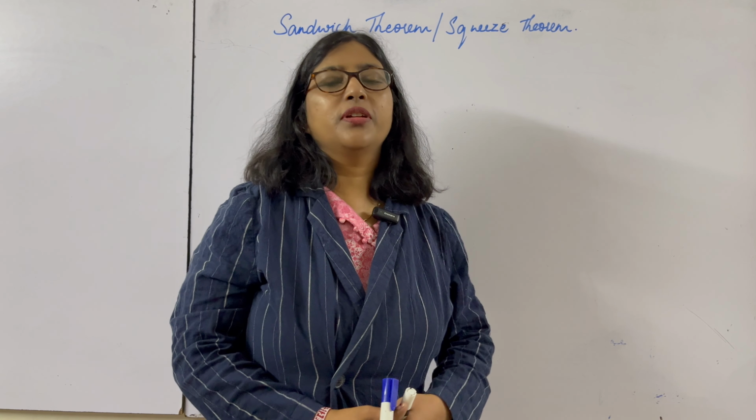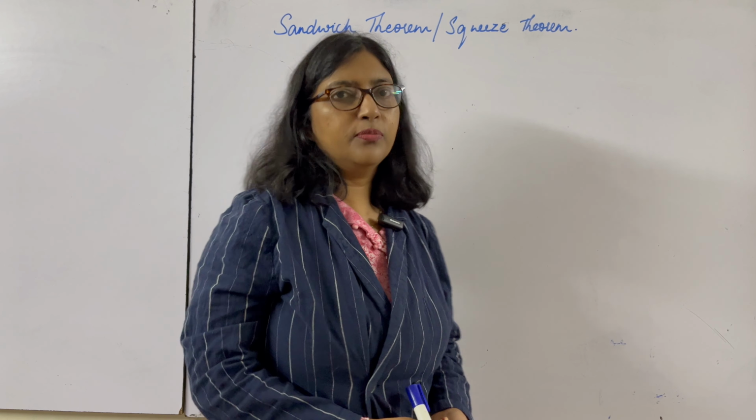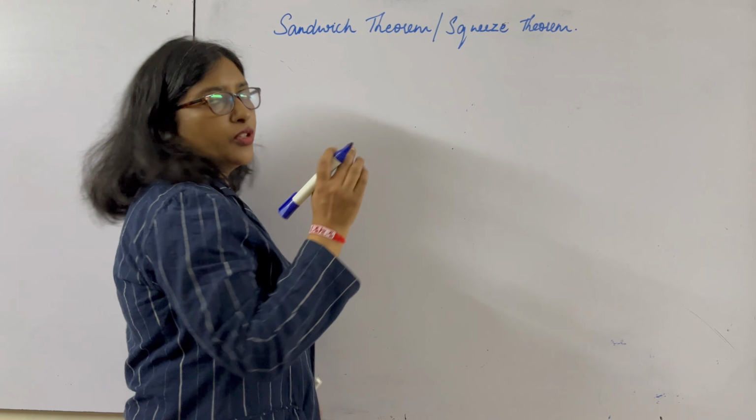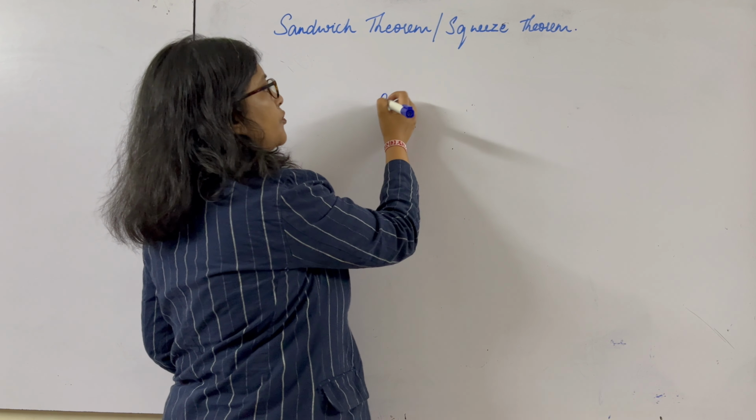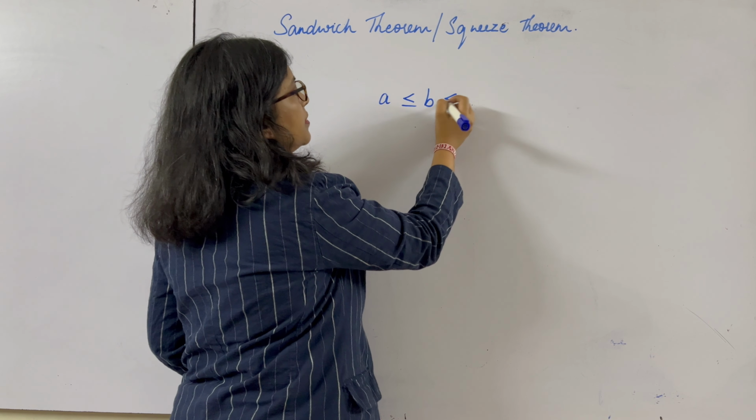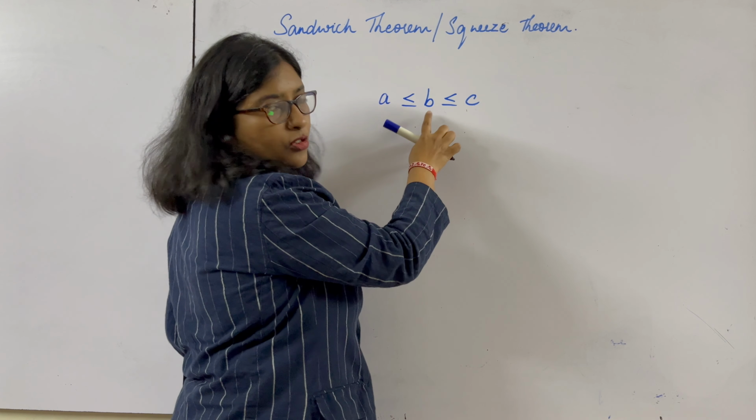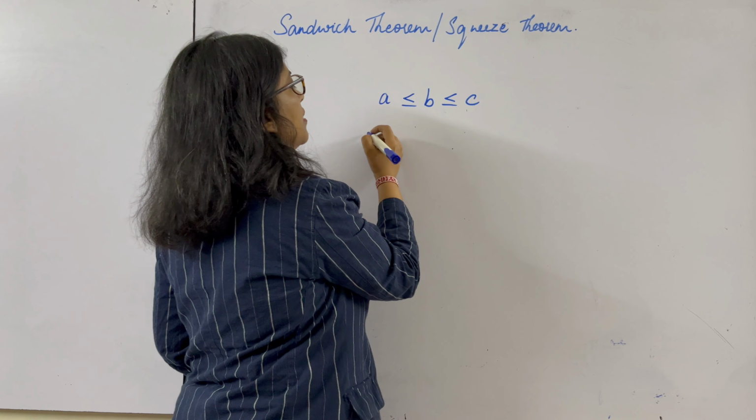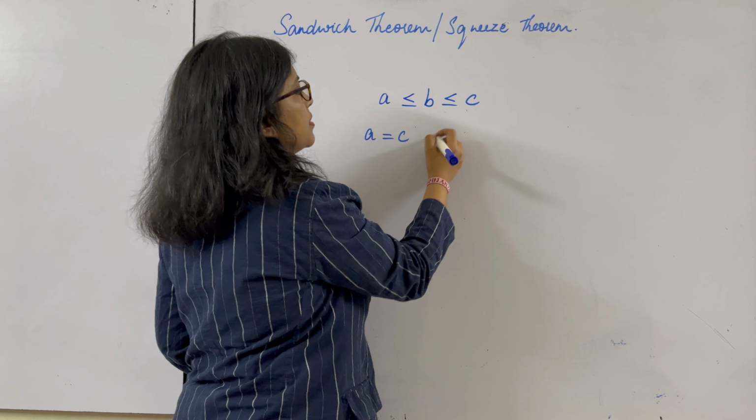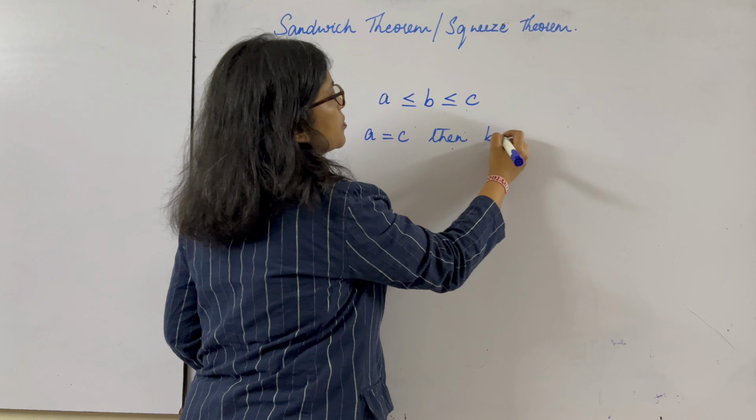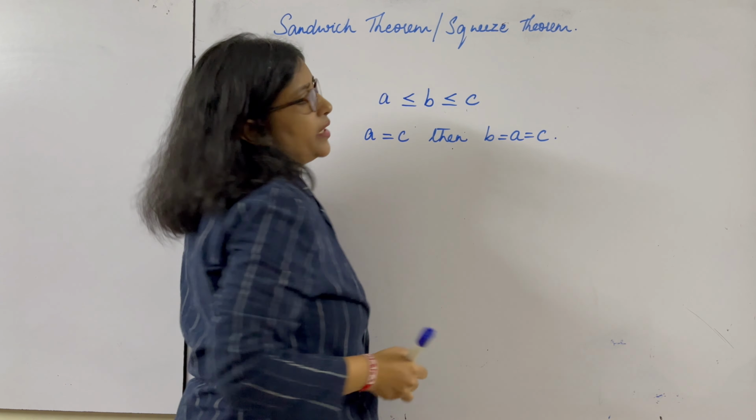Hello everyone, today we are taking up the topic of squeeze theorem or the sandwich theorem. We know for numbers that if we have an inequality which says that A is less than or equal to B less than or equal to C, and if A is equal to C, then obviously B will also be equal to A and C.